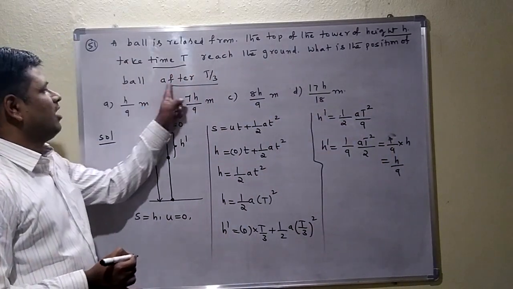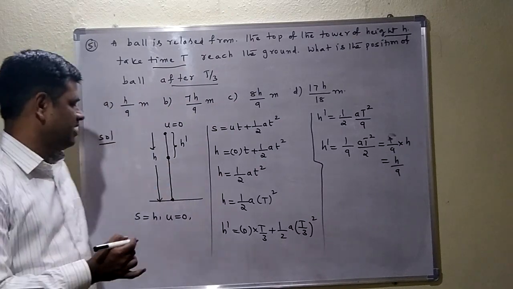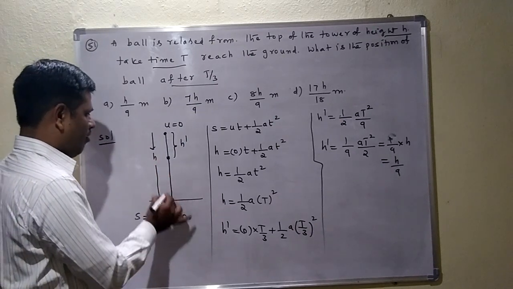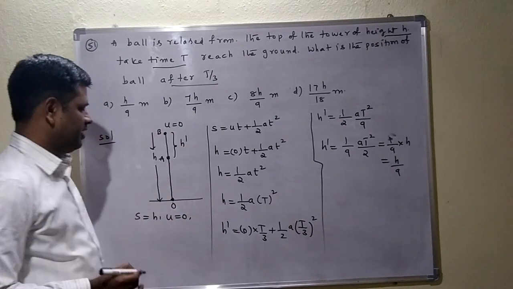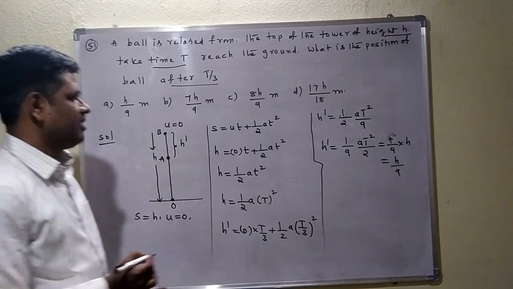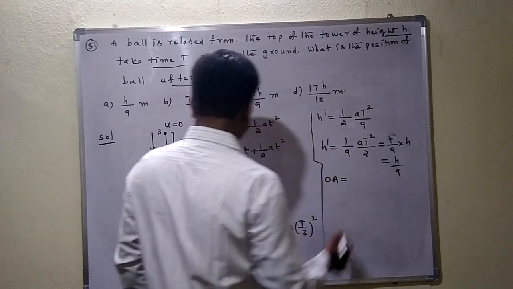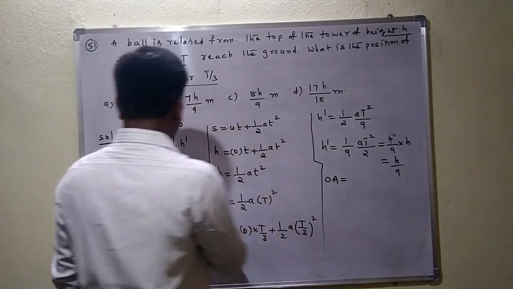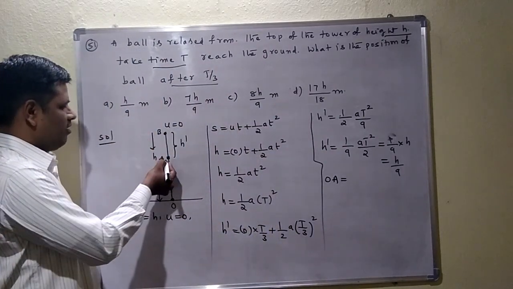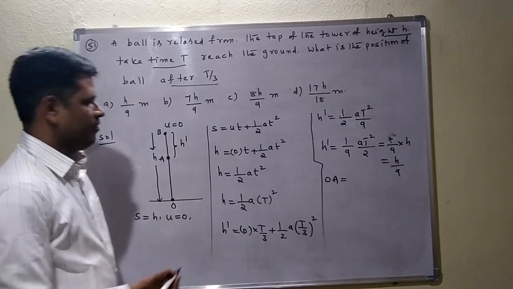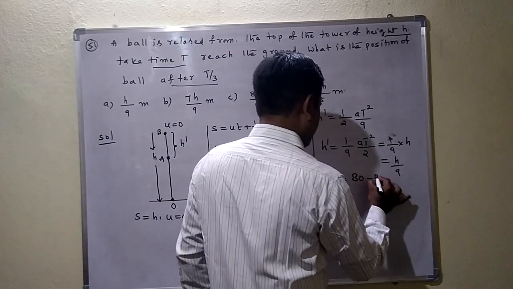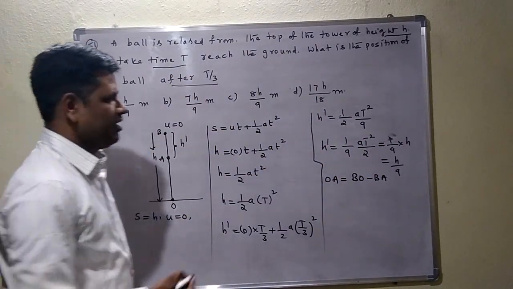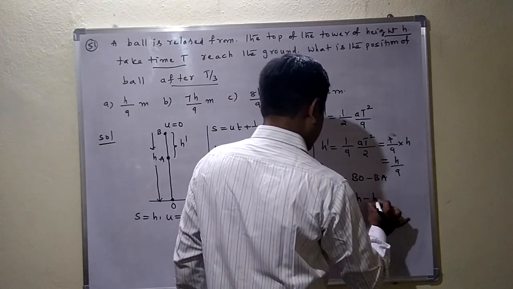But what is the position of the ball after t/3? They are asking the position of the ball from the ground, this distance. Suppose this is point O, this is point A, and this is point B. They are asking for OA. Here OA is equal to BO minus BA. BA is nothing but h', and BO is nothing but h. So OA is h minus h'.